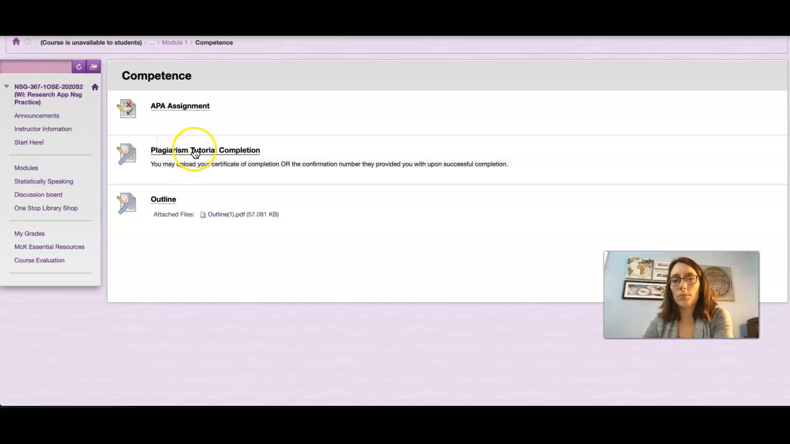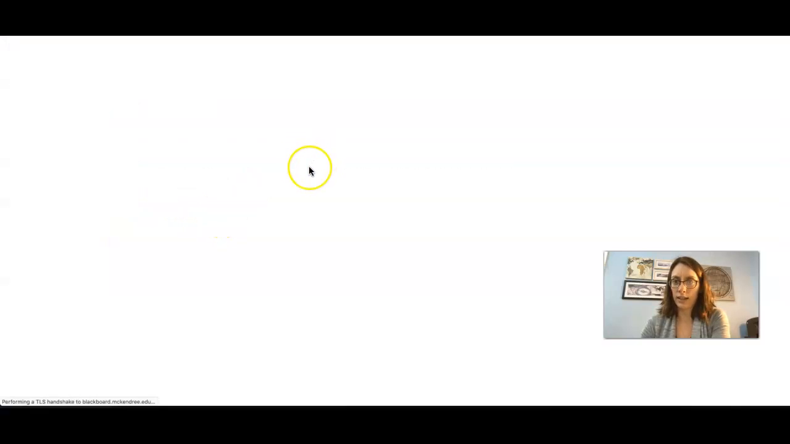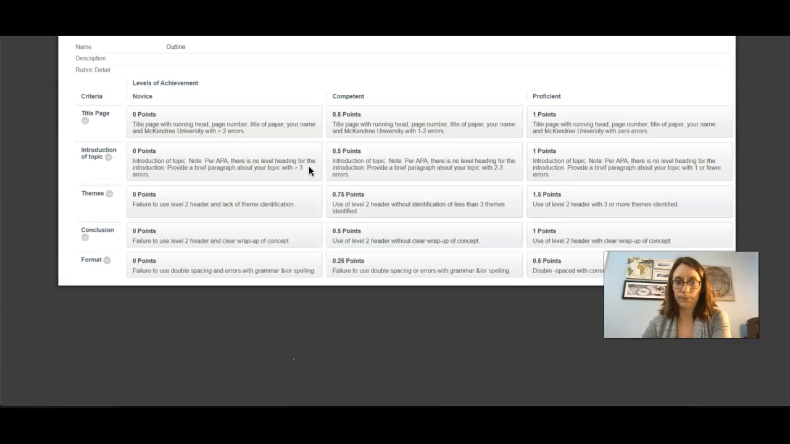Then we have the plagiarism tutorial completion. That one is that outside link, so you're supposed to print off the certificate. That certificate just needs to be uploaded into this spot here. And then your outline. So your outline, again, will be uploaded as soon as you're ready for it. And just to let you know what this looks like here.